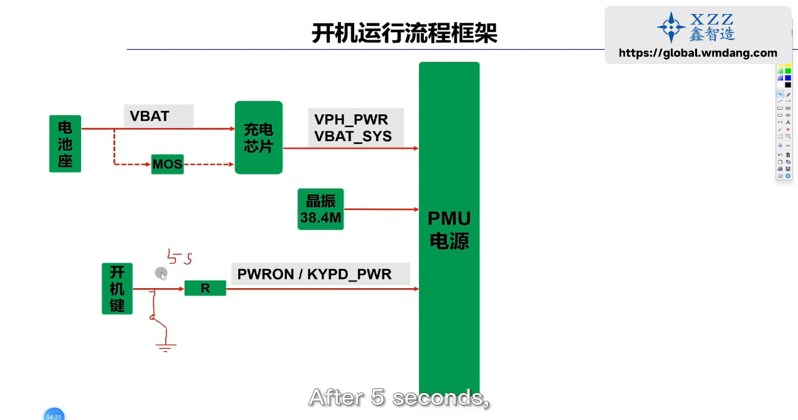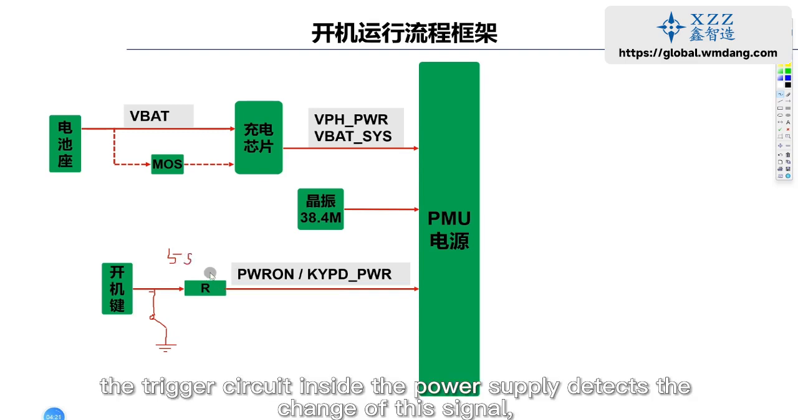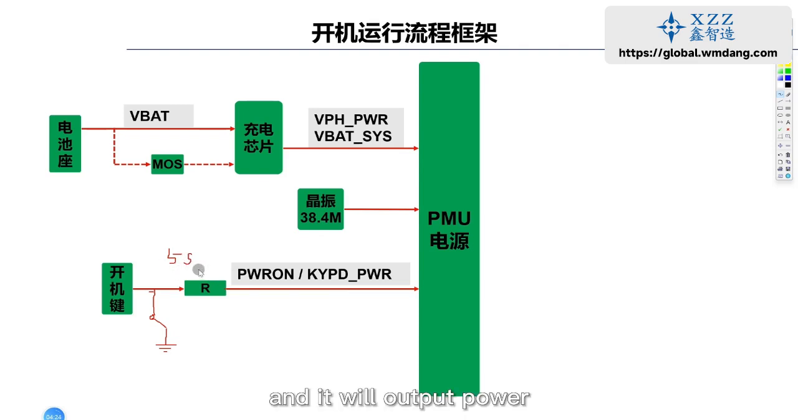After 5 seconds, the trigger circuit inside the power supply detects the change of this signal, and it will output power.